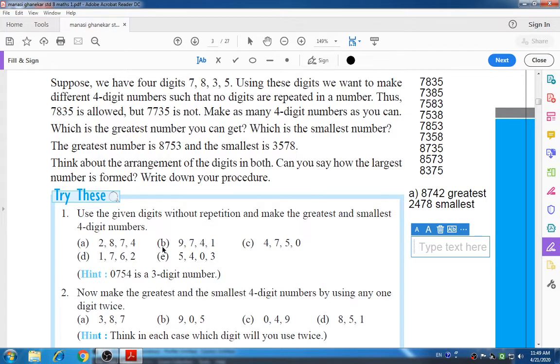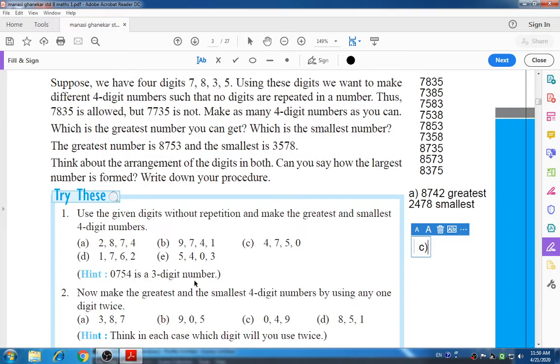And this second example B, you have to solve in your notebook. Okay, look at here. I'm going to solve that C question. That tells us to make a greatest and smallest number from the 4 digits that are 4, 7, 5, 0. Listen carefully. When they give us a 0 digit, we should not start from the 0, because if we start to make a number from the 0, it will not be a 4-digit number. Look at here, they give us a hint.